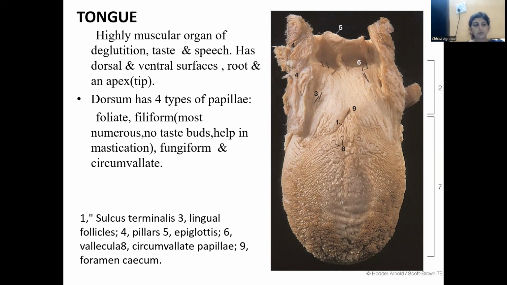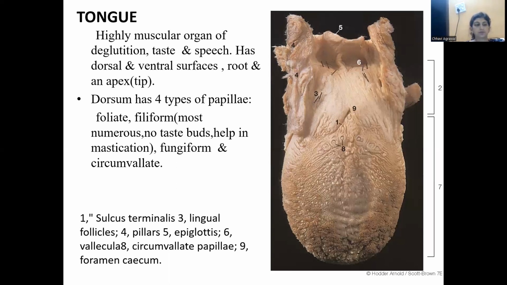Tongue. It is a highly muscular organ of deglutition, taste, and speech. It is situated in the floor of the mouth, and in the anterior wall of pharynx. The main function is mastication, speech, deglutition, taste. It has got dorsal and ventral surfaces, root, and the apex that is called as the tip.